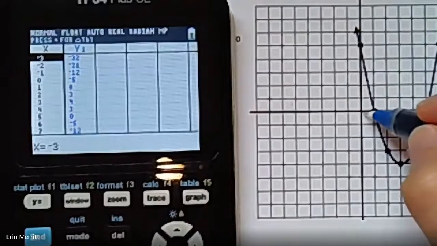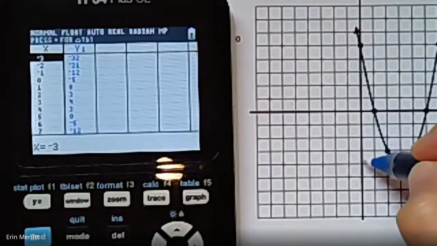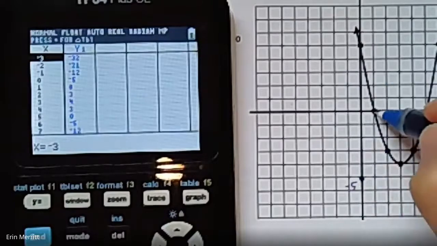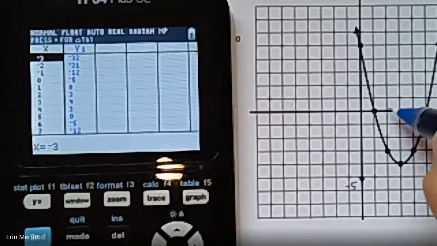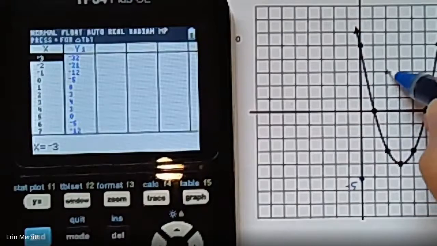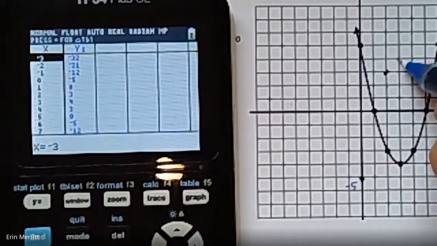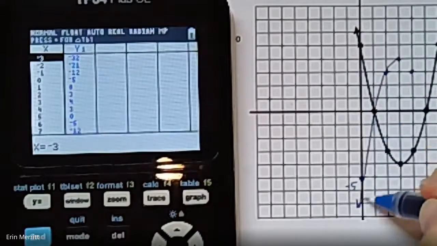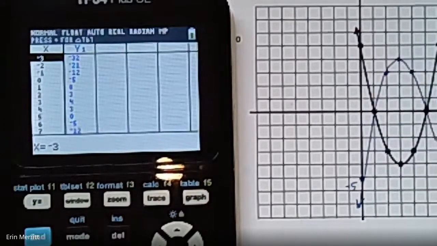But I've got 0, -5. So 1, 2, 3, 4, 5. And then I'm at 1, 0. I see we have 2, 3, 3, 4. And then it comes back down. We've got 4, 3, 5, 0, and then on to 6, -5, because we know how nice and symmetrical our parabolas are. So doing the best you can, connecting those points nice and smoothly.